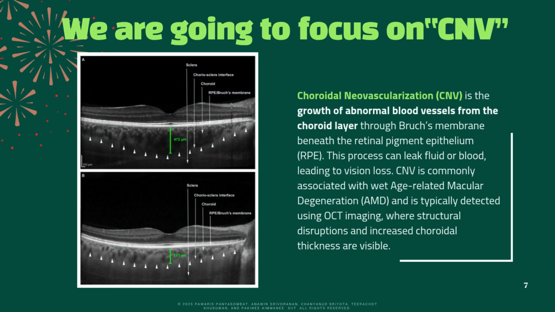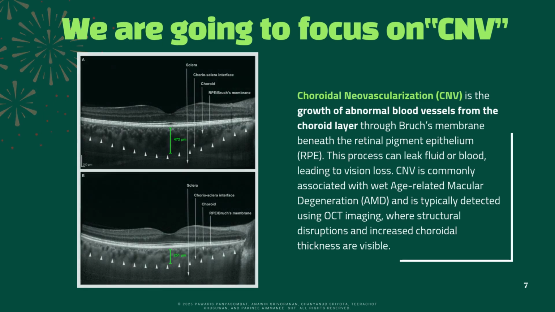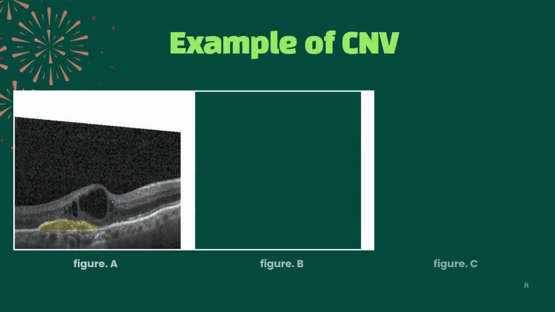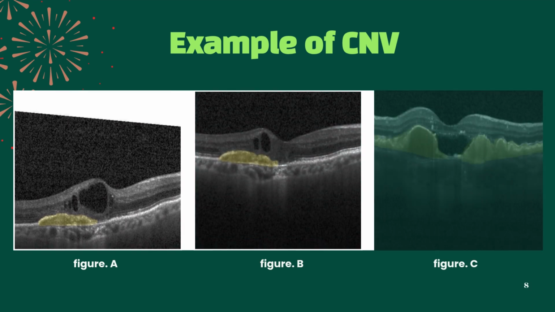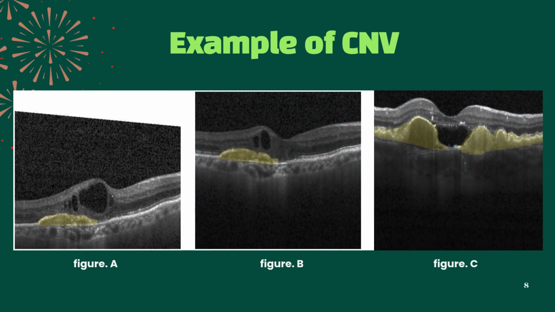It is the growth of blood vessels from the choroid layer, which is the layer below the RPE. Here is an example of CNV cases. The yellow one is the CNV area that we have drawn based on the consultation of the doctor.